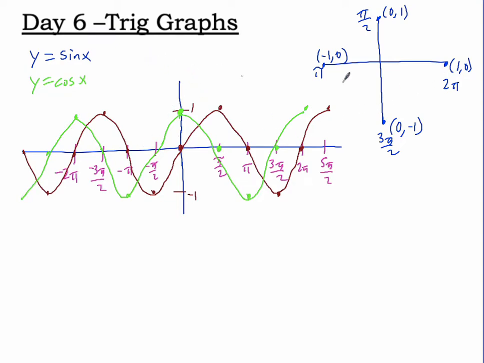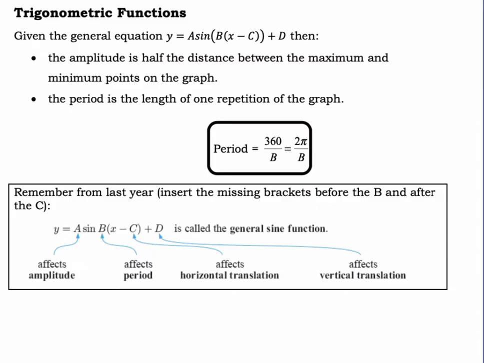Notice their range for both of them is y is less than or equal to 1, or y is between negative 1 and 1, right? So that's the range for both those functions. Anyway, let's look at the general equation of a sine function, and this could very well be cosine as well, right?